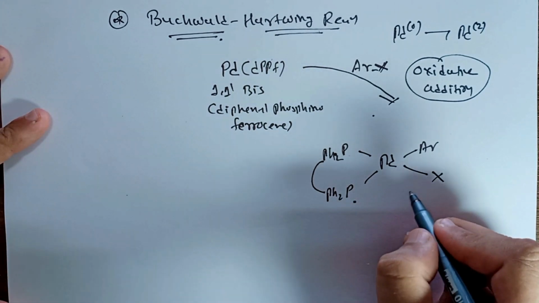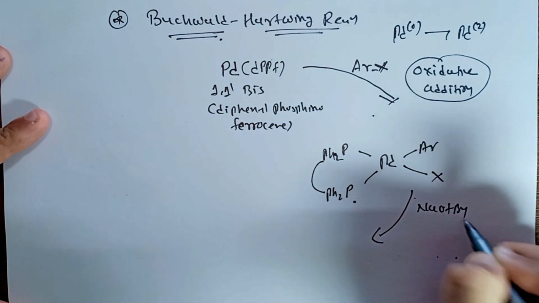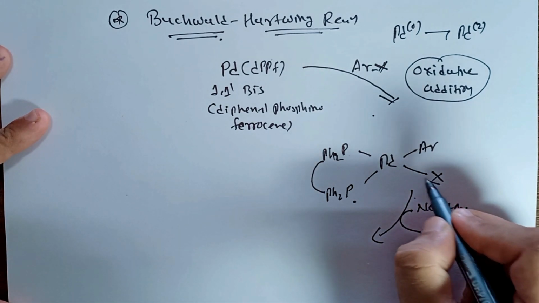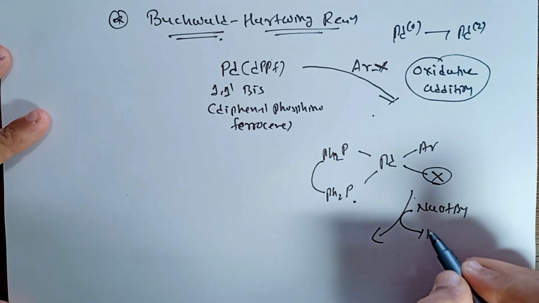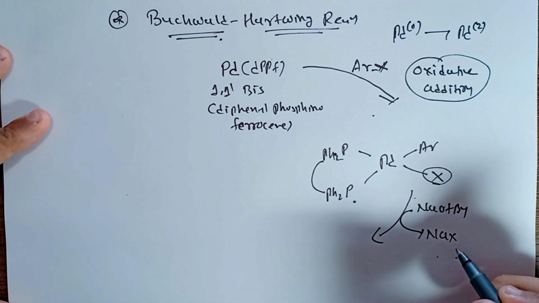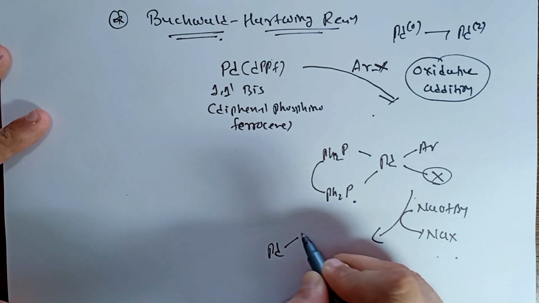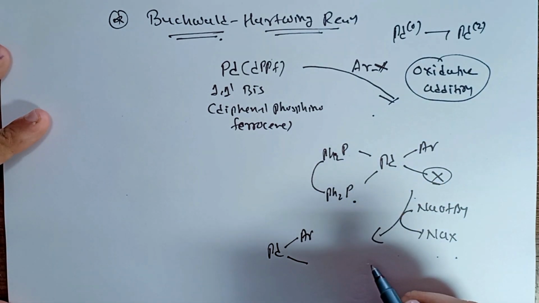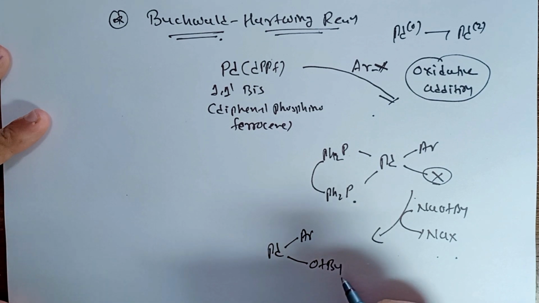Now when it is reacted with sodium tert-butoxide, this is our base. By means of ligand exchange, this X will be replaced and the tert-butoxide group will be attached over there. So here we are having NaX. Now that is our molecule, that is palladium. Here we are having the Ar group. Now this X will be replaced by the O-tert-butoxide group.